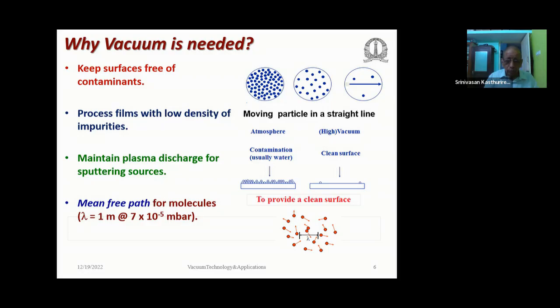We get an idea of mean free path: for molecules it is approximately equal to 1 meter at a pressure of 7 into 10 to the power minus 5 millibar. Suppose you take atmospheric pressure in a chamber and then you keep on evacuating and bring the pressure down to 7 into 10 to the power minus 5 millibar. Then the mean free path is approximately equal to 1 meter.